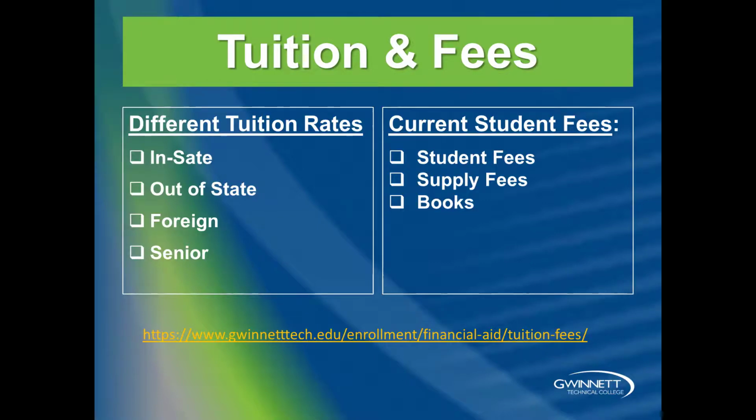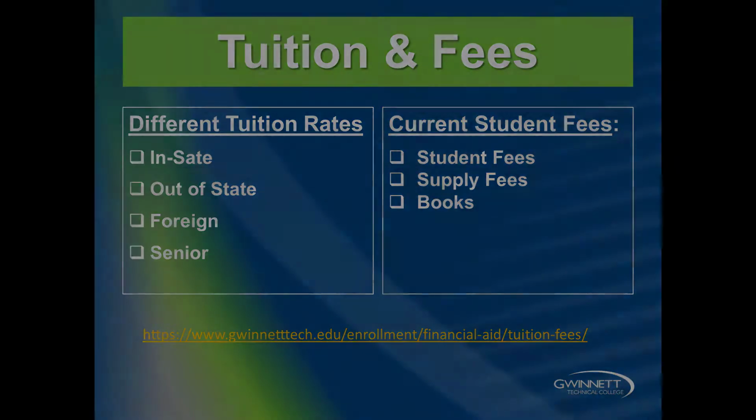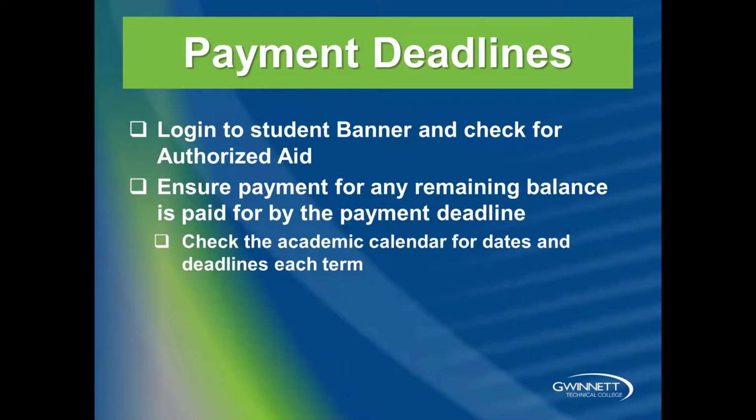Those supply fees are not included in the overall tuition and fees because it is directly related to that specific course. There is a tuition and fees table on the Gwinnett Tech Financial Aid website that outlines the estimated cost per credit hour. To see your total tuition, fees, and supply fees cost, review your student account summary in Student Banner. Each term, there are deadlines by which you need to pay your total balance. These deadlines are published on the academic calendar.